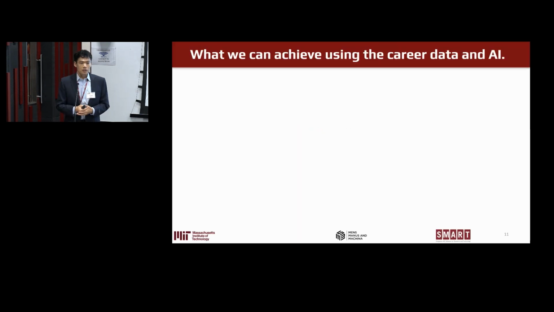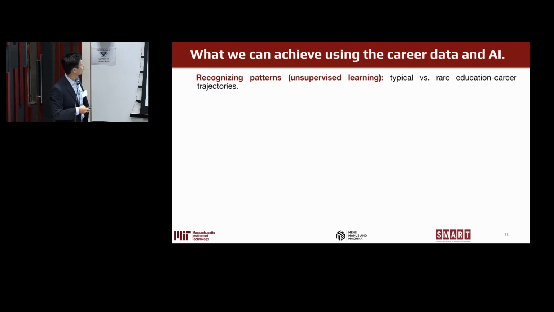So the key point is what we can achieve by combining our very comprehensive data set and the perspective I introduced, reinforcement learning. I just described a few things we are currently working on. One is that we could recognize some patterns from the data set. I want to relate to all the audience here, right? Maybe you sometimes ask yourself whether your career trajectory or education trajectory is a typical one in your discipline, or a rare one, right?